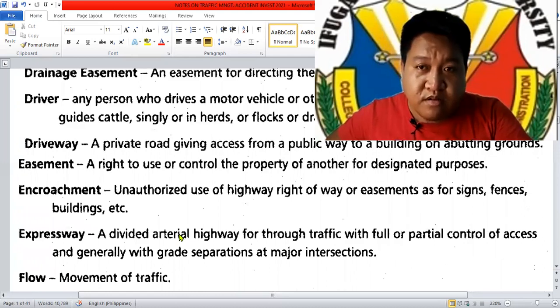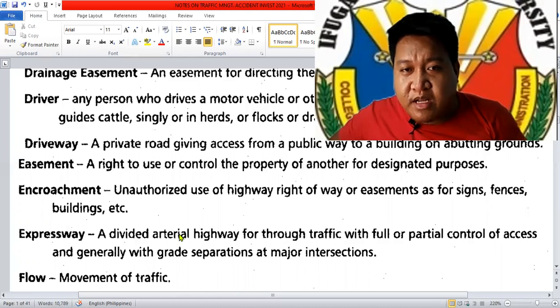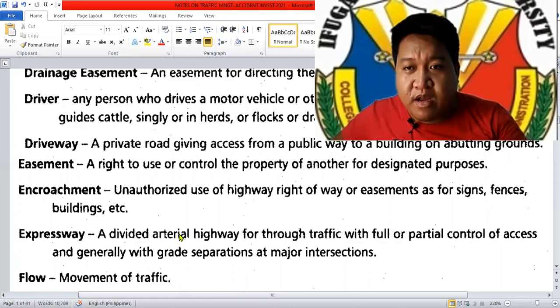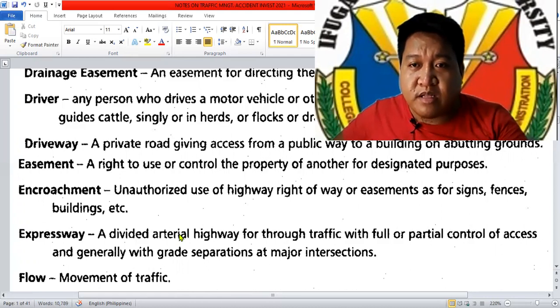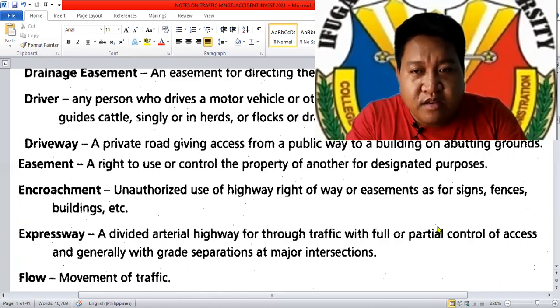But it depends, no? Tulad ng NLEX, it is the private company that maintains its cleanliness, but still, no, they have to abide with the control of the government when it comes to the implementation of traffic rules and regulations. Okay. Yeah. So that is expressway.